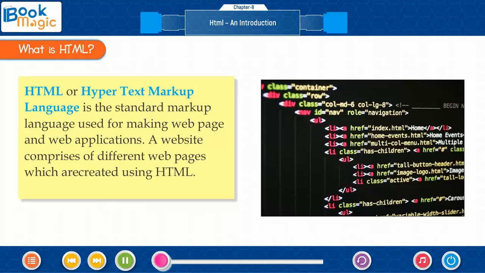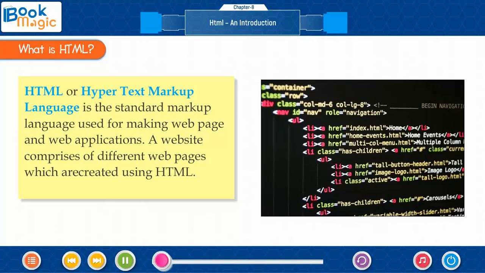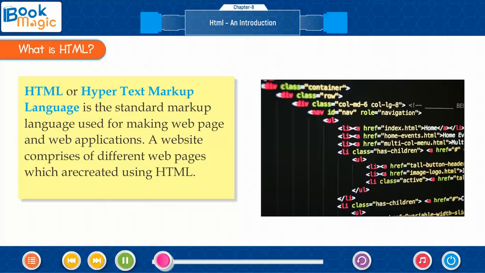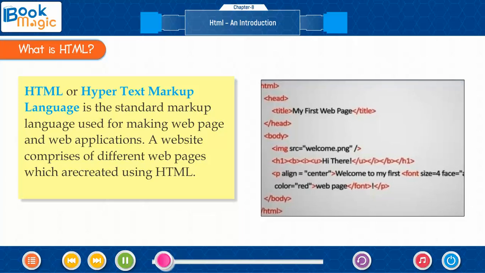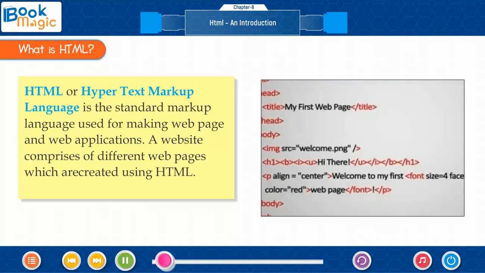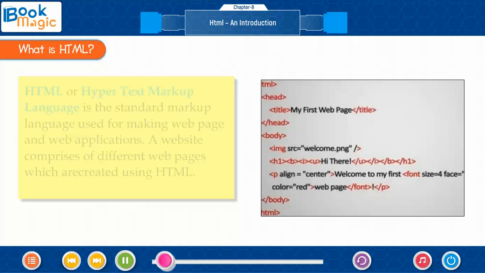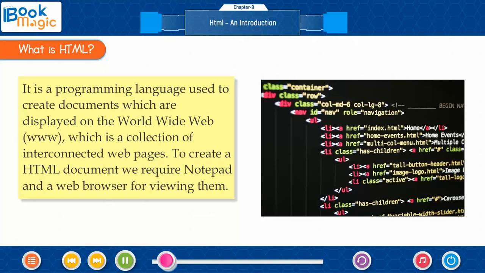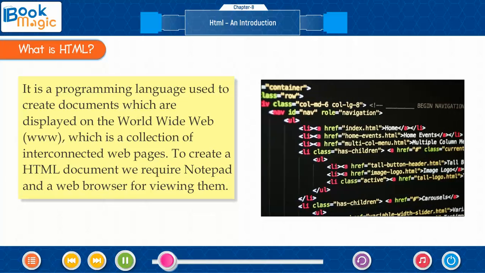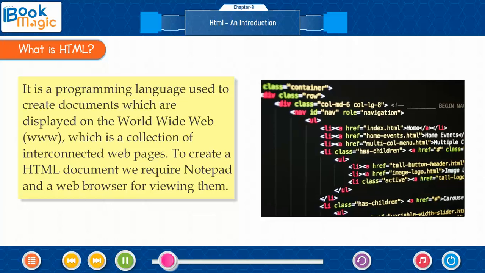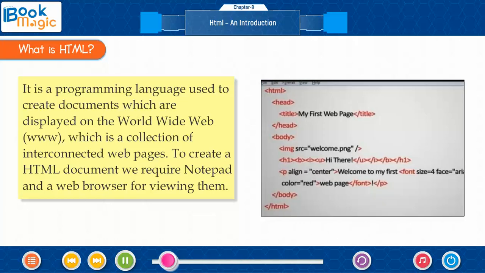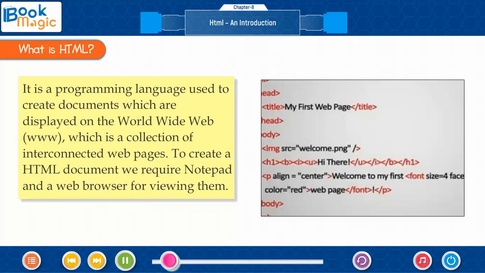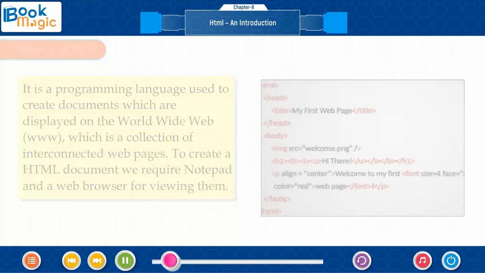What is HTML? HTML or Hypertext Markup Language is the standard markup language used for making web pages and web applications. A website comprises different web pages which are created using HTML. It is a language used to create documents which are displayed on the World Wide Web (WWW), which is a collection of interconnected web pages. To create an HTML document, we require Notepad and a web browser for viewing them.